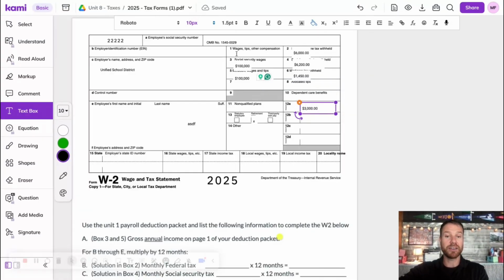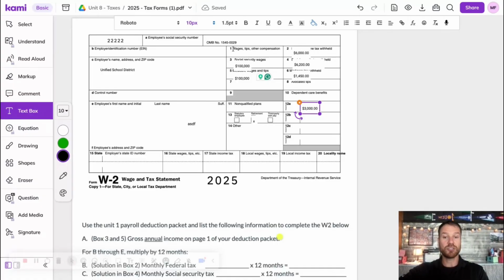Now notice I did not enter Box 1 yet. The reason is because we're finding our taxable income so far. We would take our Social Security wages, which is that $100,000, our gross annual income. We would subtract out the 401k contribution because we don't pay taxes on it yet. We pay taxes on it upon retirement, as early as 59 and a half years old.